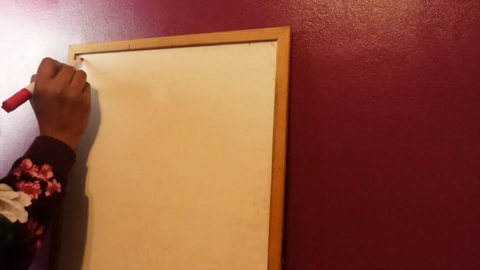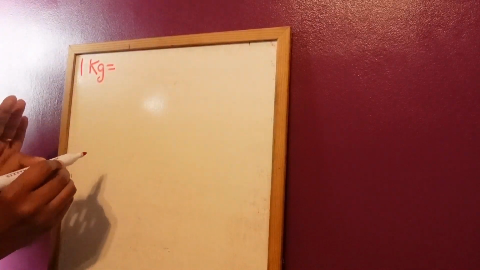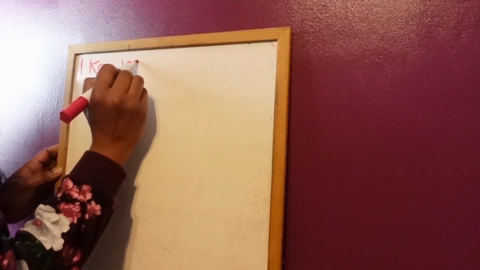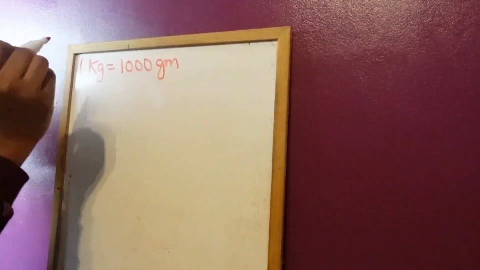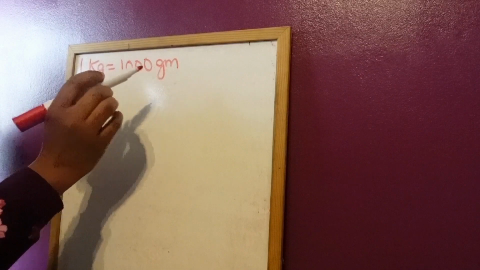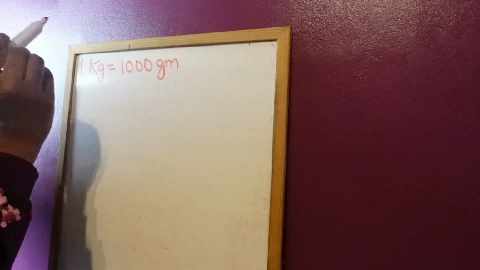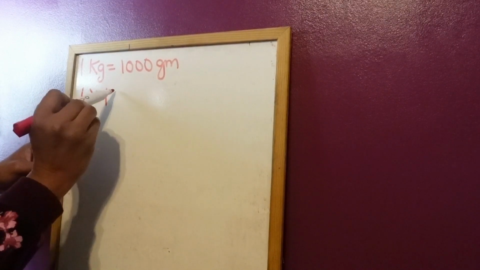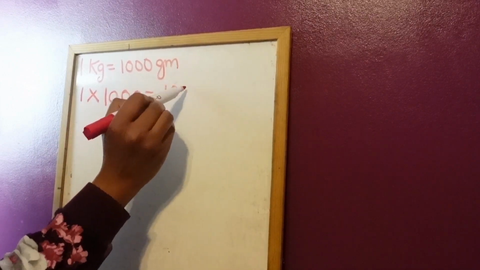If you just remember, 1 kilo means how many milligrams? 1 kilo is... no, it's not milligram. 1,000 grams is 1 kg. So how do you get to 1,000? 1 multiplied by 1,000 is equal to 1,000.